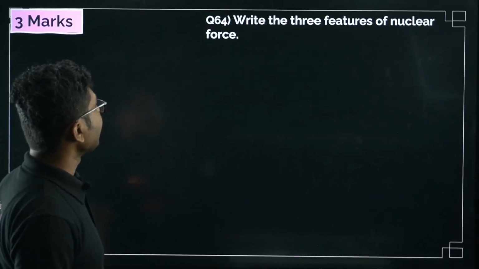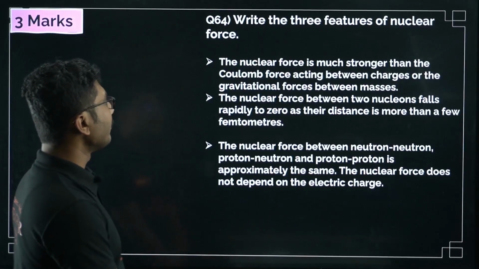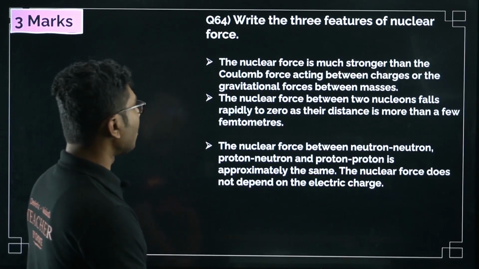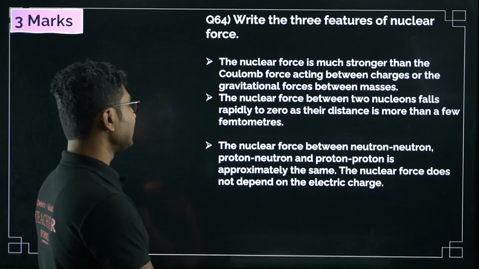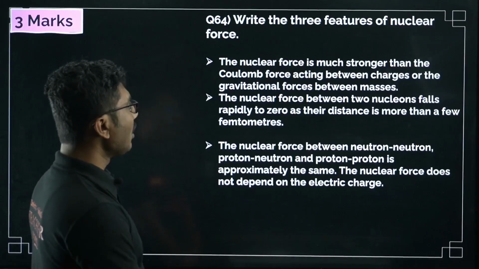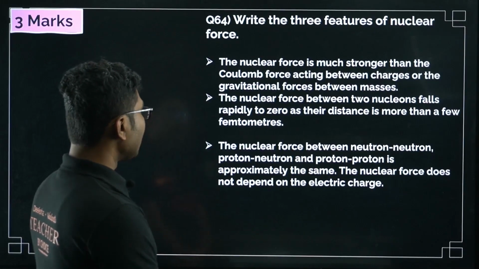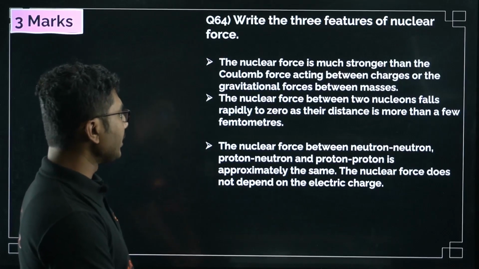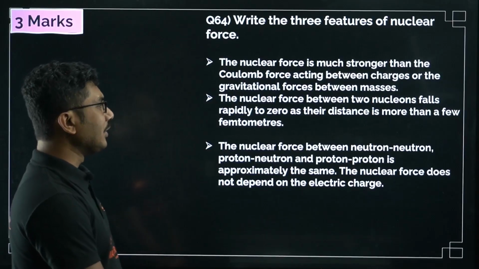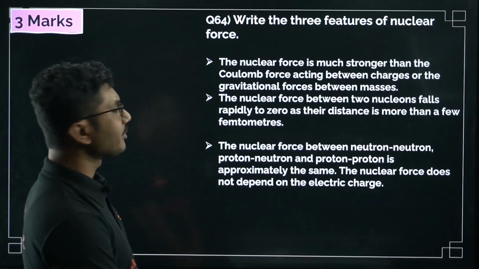Now the next question: write the three features of nuclear force. Another very common question. The nuclear force is much stronger than the Coulomb force acting between charges or the gravitational forces between masses. The nuclear force between two nucleons falls rapidly to zero as their distance is more than a few femtometers. The nuclear force between neutron-neutron, proton-neutron and proton-proton is approximately the same. The nuclear force does not depend on the electric charge. These are the features of the nuclear force.